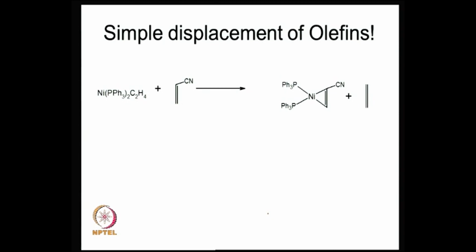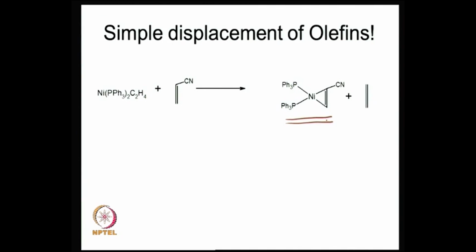Now, this is not the method of choice for making olefin complexes, but in a few instances ethylene can be replaced by another ethylene or an olefin. If this has to be thermodynamically viable, the complex that is formed must be much more stable than the complex that was present initially.